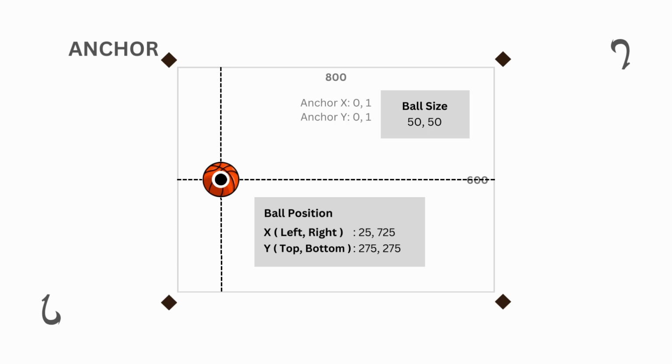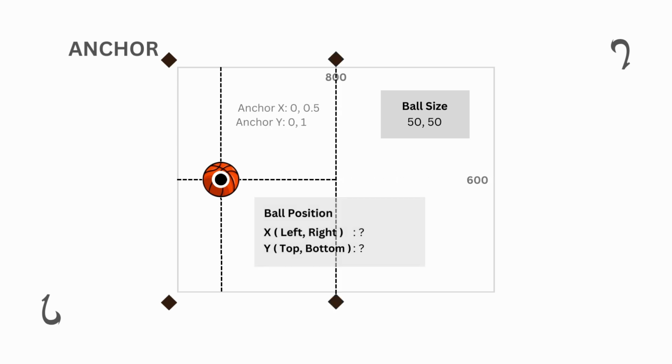Okay, let's make this more complicated. Right now I just used 0 and 1, and it's easy, right? Because it covers all the four corners. Let's make it harder. Right now I will change the anchor x minimum to 0 and the maximum to 0.5. So it will become like this. You already know all the calculations, so try to calculate the ball position. Pause the video, and after you're done, let's start again.